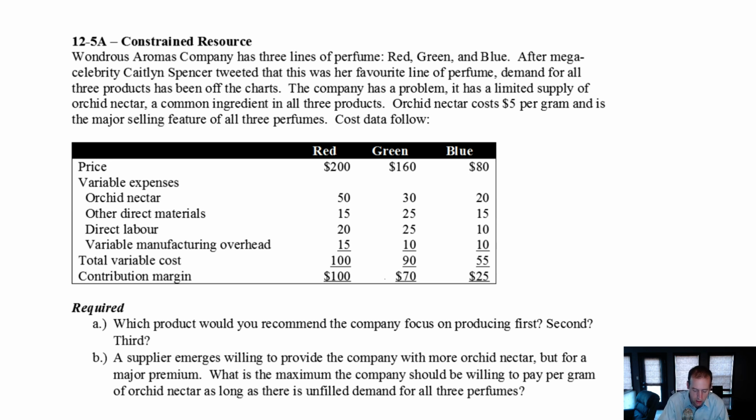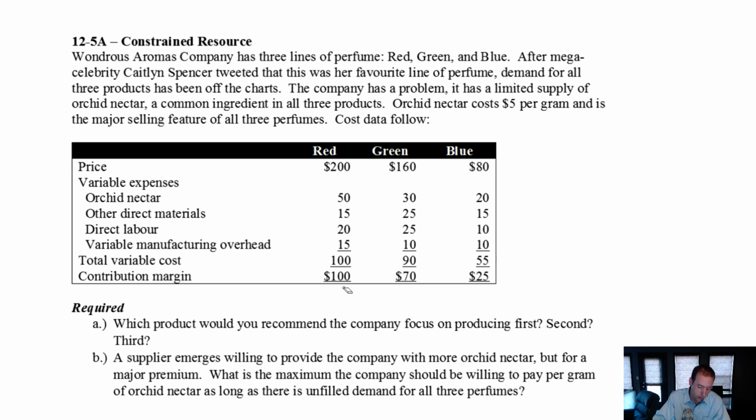You can see the red makes us $100 a unit, green 70, and blue 25. And it says, which product would you recommend the company focus on producing first, second, or third? So in a world where all else is equal, we wished every one of our customers was buying red. Why? Because it profits us $100. The contribution from each sale is $100 per unit. It's the most. So if I could sell 100 units of red, 100 units of green, 100 units of blue, I'd take red all day, every day. Right? Red makes me the most money per unit. That's the one I'd like to sell.